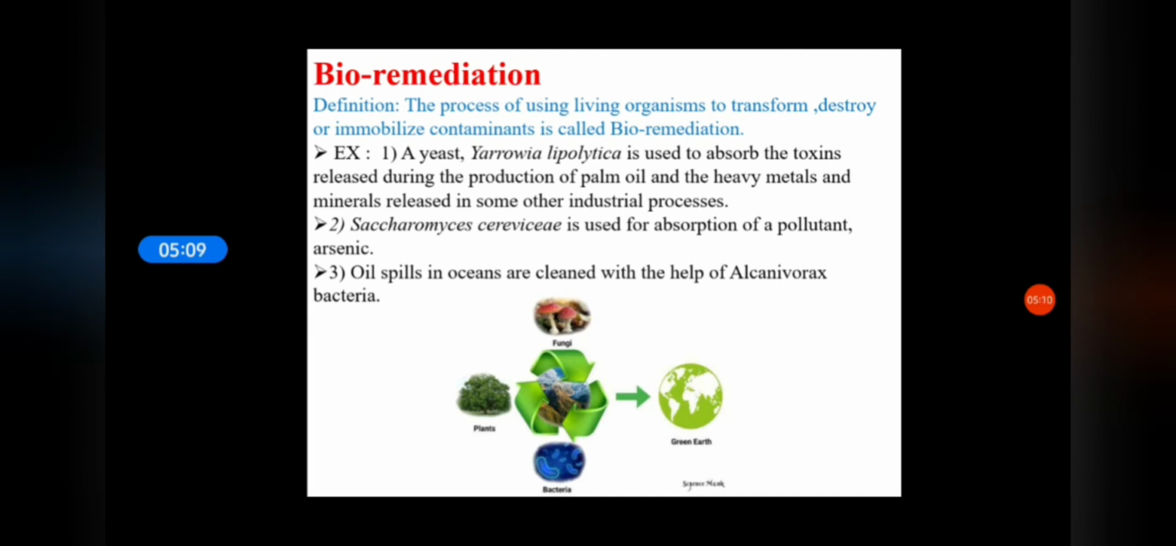Example number 3. During transportation of oil in the oceans, there may be leakage in the ships, and that is responsible for oil spills, and that can be cleaned with the help of Alcanivorax bacteria. So therefore, for making a green earth, microbes are playing an important role through the process of bioremediation.